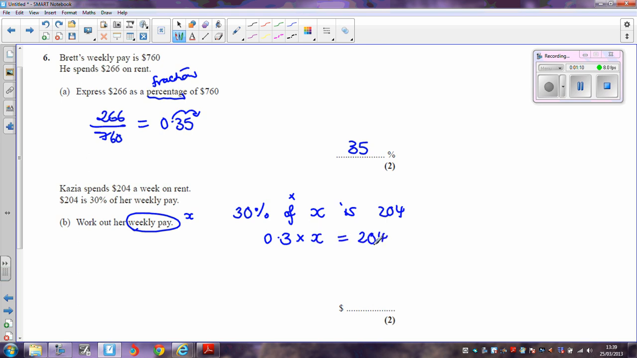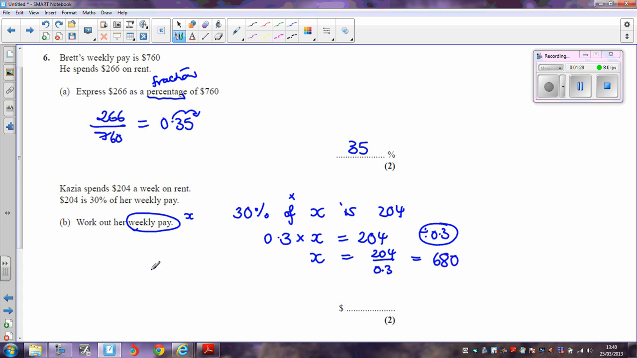And now it just becomes a little equation. If we divide both sides now by 0.3, x is going to equal 204 divided by 0.3. Now you can do that with or without your calculator. That, though, comes out as $680.